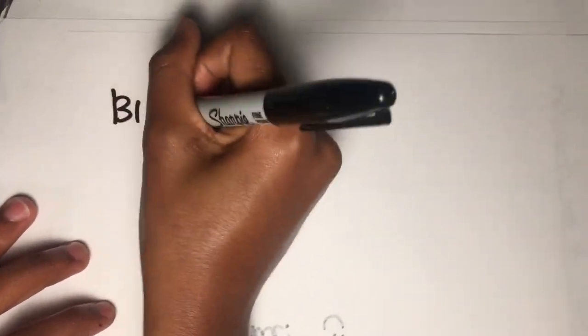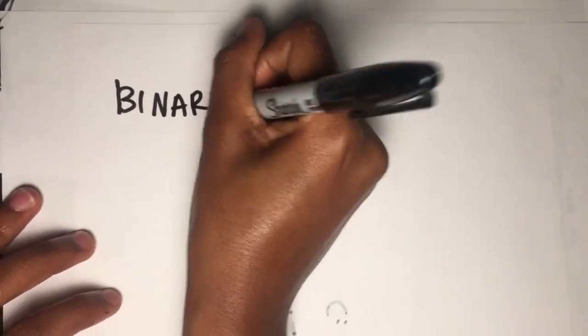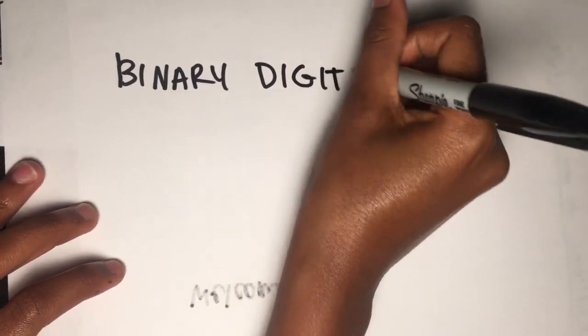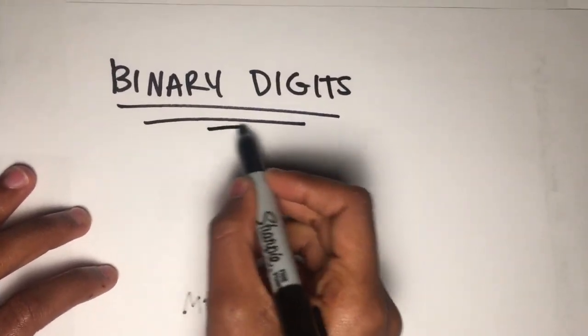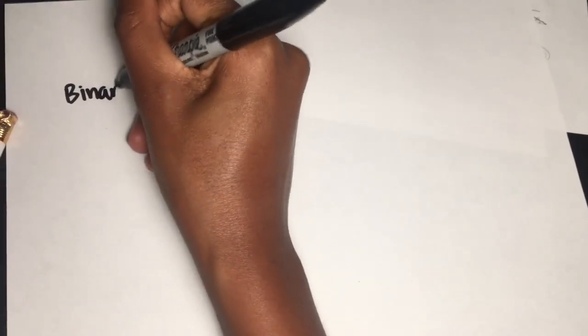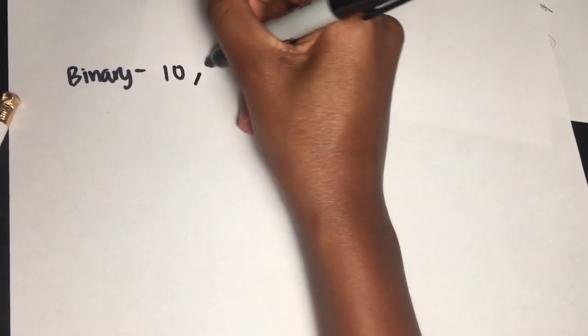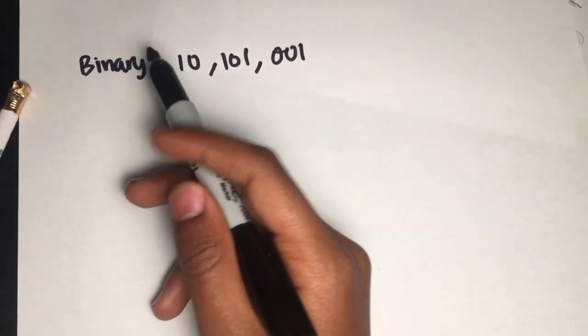First thing you need to know are binary digits. So binary digits, binary code or whatever, is just ones and zeros in any specific order, like 101, 001. These are all binary integers.